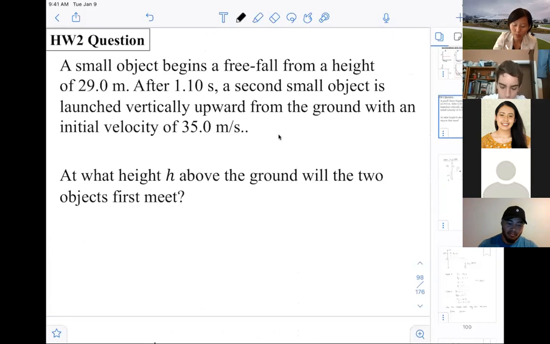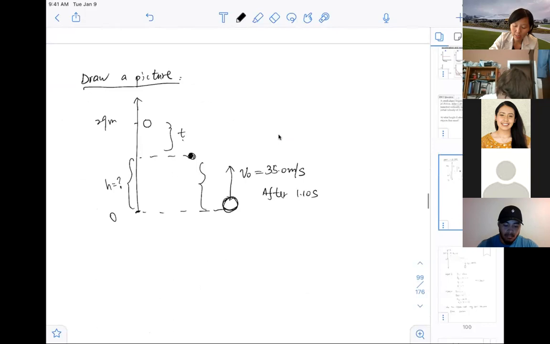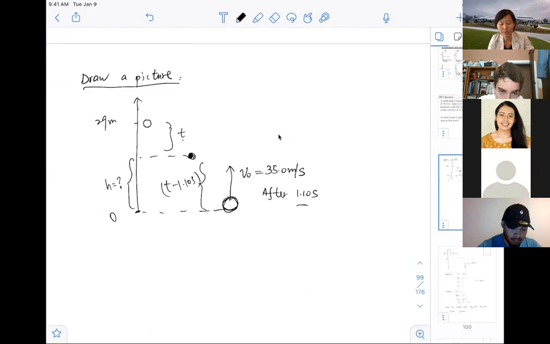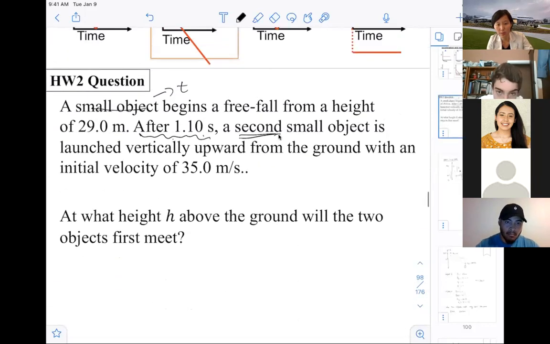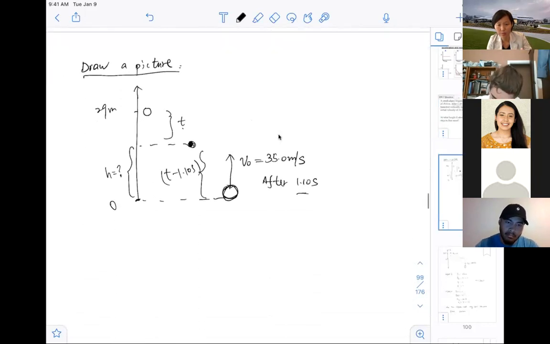T minus 1.1, because if this object had traveled t, this one is launched after the other one. So the total time for the second one to travel is less. How much less? 1.1 seconds less, right? So this is t minus 1.1 seconds. Okay, so here I have labeled some of my quantities, and you can see how I translated this word problem onto my picture.